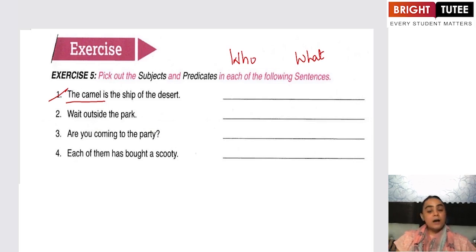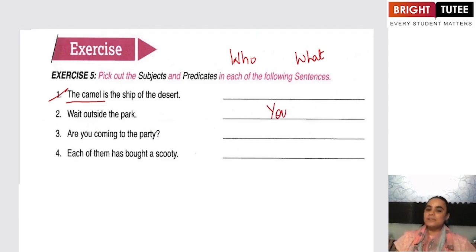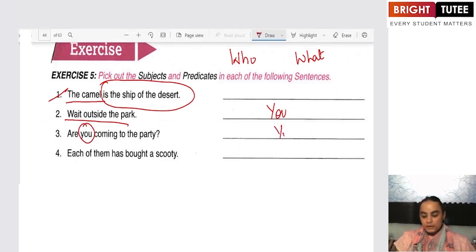Wait outside the park. Who am I asking to wait outside the park? Do I know who I am talking to? No. So, I am asking you to wait outside the park, so my subject is you. And the rest of the sentence is the predicate. Similarly here, the rest of the sentence was the predicate. Are you coming to the party? Who am I asking for the party? I'm asking you for the party. So, you is my subject and the rest of the sentence is my predicate.